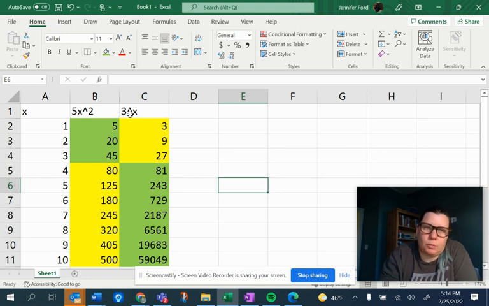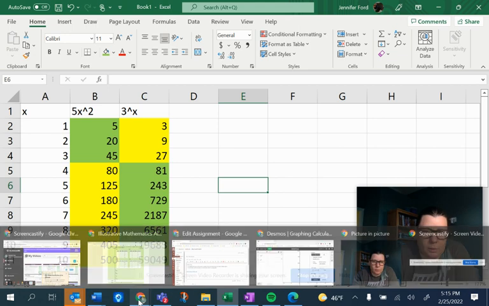The point here, though, is that you can see, looking at these numbers, that for 1, 2, and 3, 5x squared is bigger. The green is bigger. But then after 4, 3 to the x is bigger, and it actually gets to be a lot bigger. So 500 compared to 59,049, that's a big difference. So you could think about it using a table.